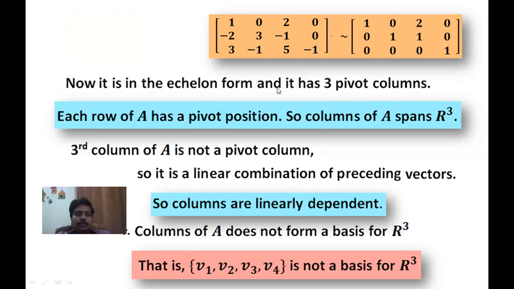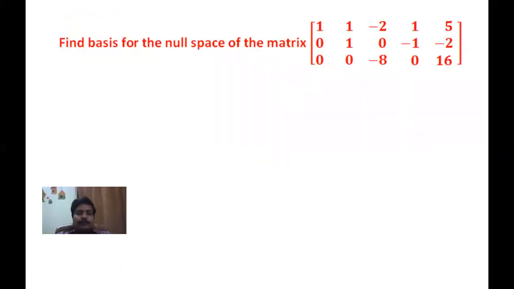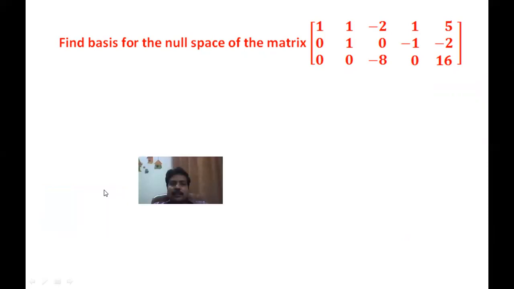So let us look into one more problem. Find a basis for null space of the matrix 1, 1, minus 2, 1, 5, 0, 1, 0, minus 1, minus 2, 0, 0, minus 8, 0, 16. We have already found the null space of the matrix A. We found a spanning set there. Now we are going to find a basis for the null space.